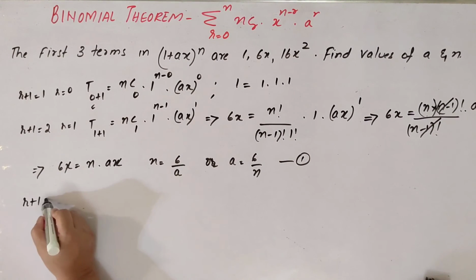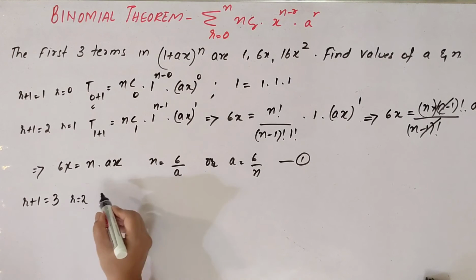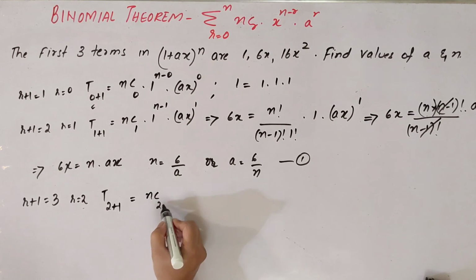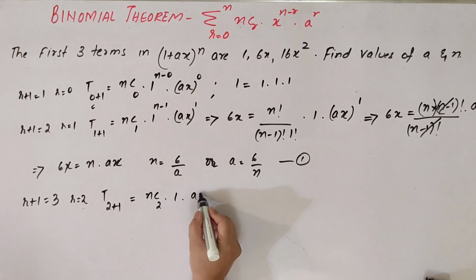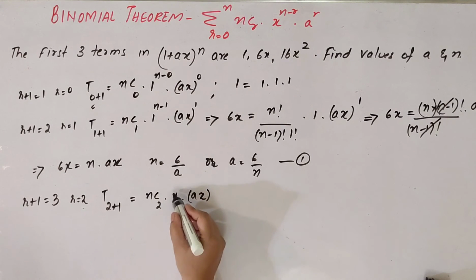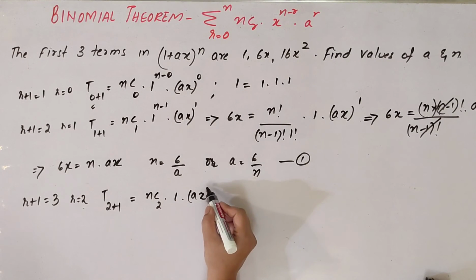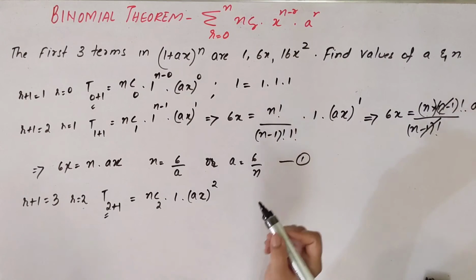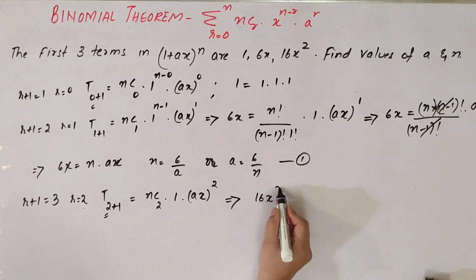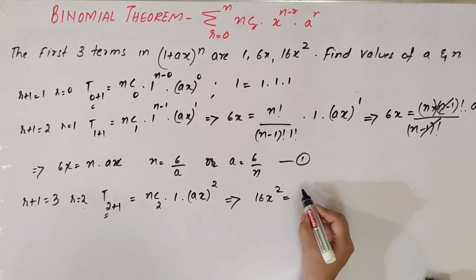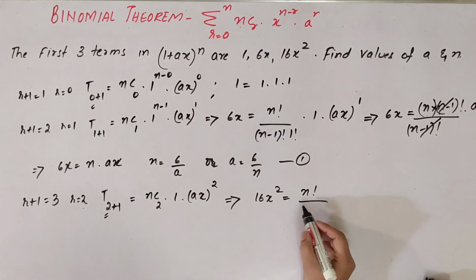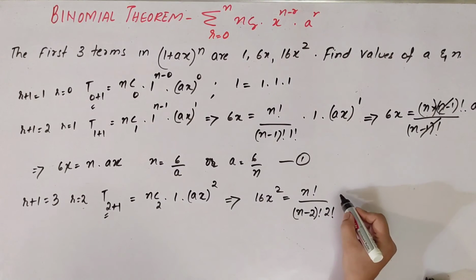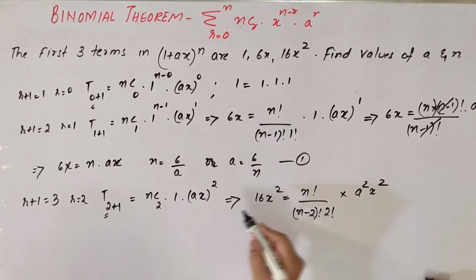Now let's take the third term. r plus 1 is 3, which means r is equal to 2. So T(2 plus 1) is equal to nC2 into 1 into ax. I'm leaving 1 as it is because there's no use putting a power for 1. ax to the power r, r is 2, so this is square here. So what is the third term given to us? It is 16x square. So we get 16x square is equal to nC2. What is nC2? nC2 is n factorial by n minus 2 factorial into 2 factorial into a square x square.